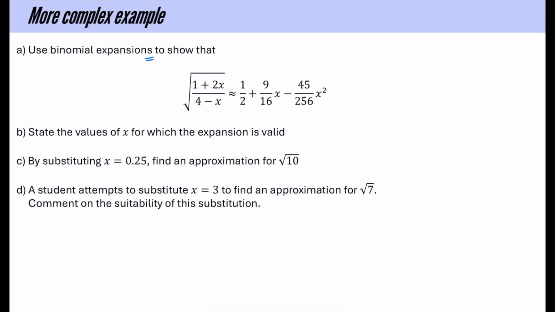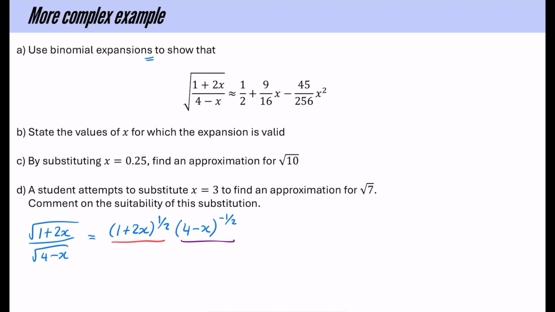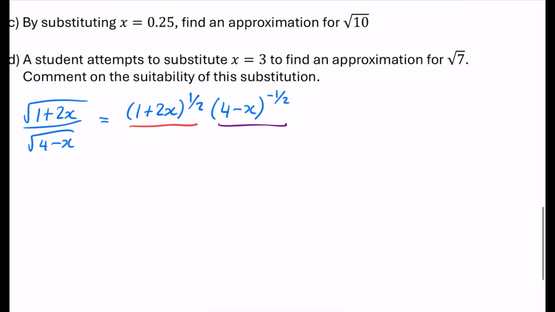Well, if you look at our first part that we've got, which is our square root of 1 plus 2x over 4 minus x, that's the same thing as the square root of 1 plus 2x over the square root of 4 minus x. And if I was going to write that in sort of index form, it would be 1 plus 2x to the power of a half. And then the next part would be our 4 minus x, because it's in the denominator, it would be to the power of minus a half. So I'm actually going to work on these two bits separately. I'll do this red part and this purple part, and then I'm going to multiply them back together afterwards.